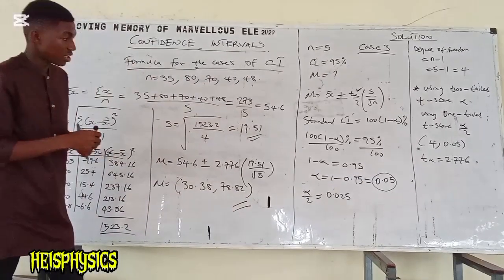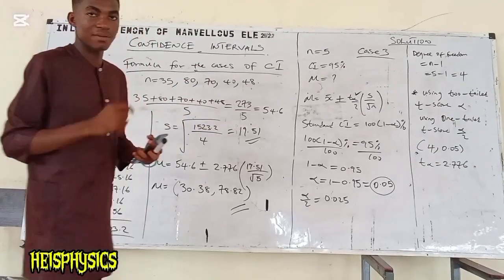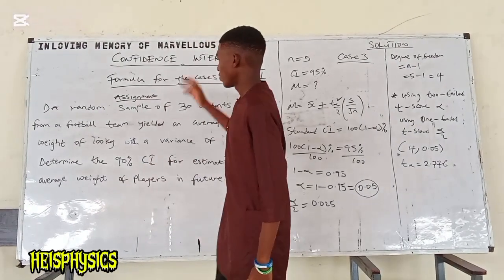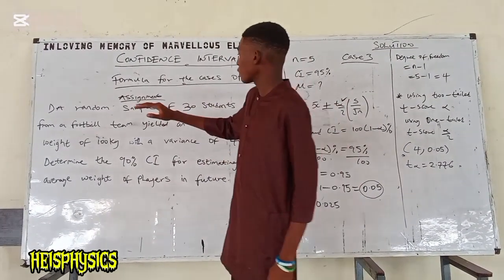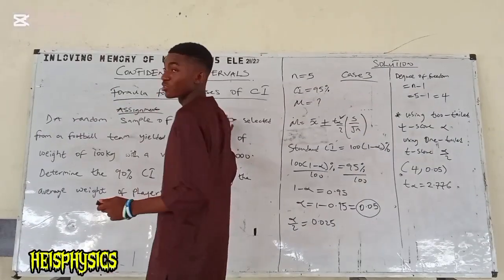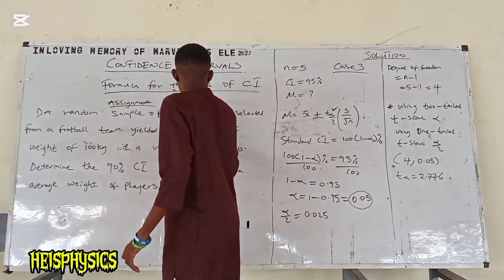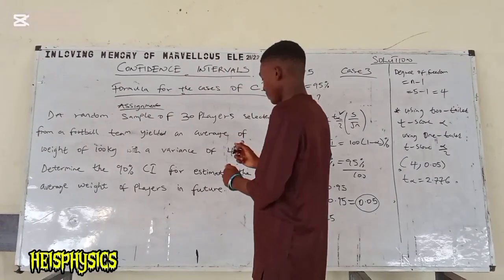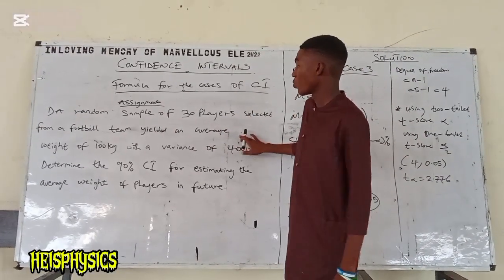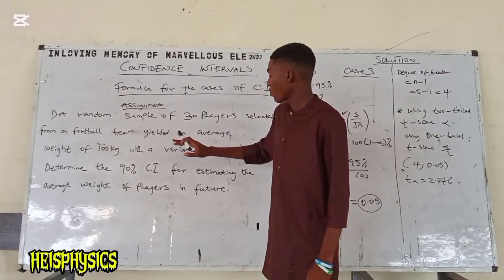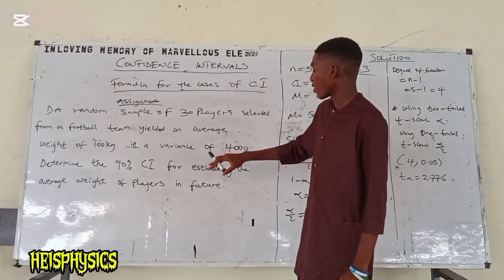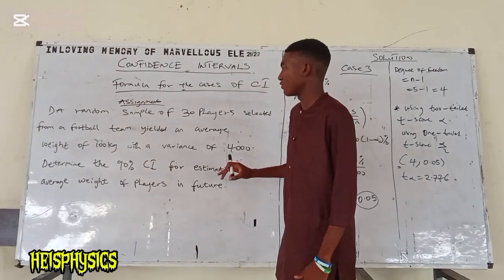So we have an assignment now. The assignment says a random sample of 30 players selected from a team with an average weight of 100 kg with a variance of 4,000. Determine the 90% confidence interval for estimating the average weight of players in the future.